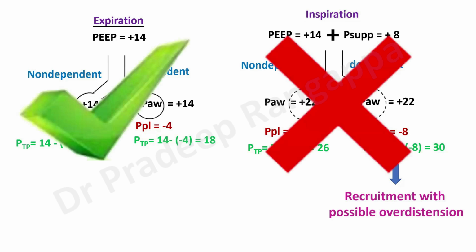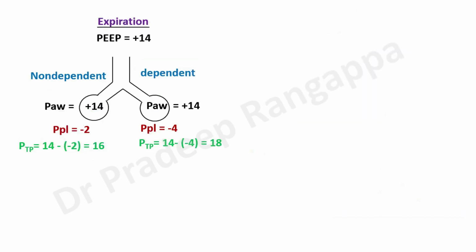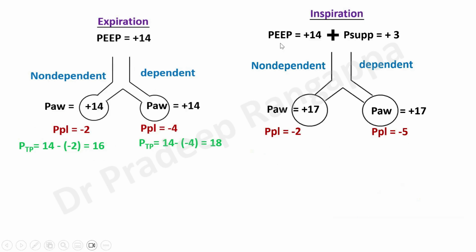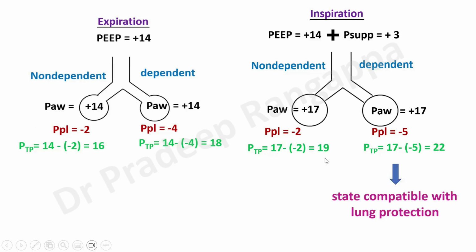So after that, maybe a consultant will come and then he does this. He puts a PEEP, which is fantastic. He or she opens up both alveoli during expiration. And during inspiration, what does the clever consultant do? He reduces the pressure support. He puts the PEEP at 14, but keeps a very low pressure support. So what that has done is it has kept the plateau pressure less than 30, at 22, and in the non-dependent lung 19. So this is a state compatible with lung protection.